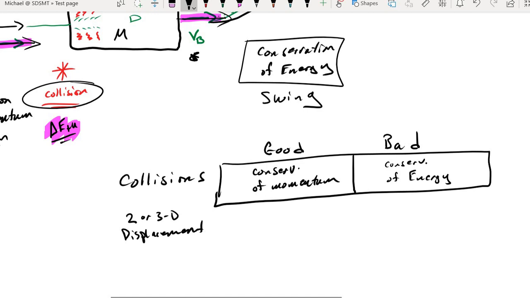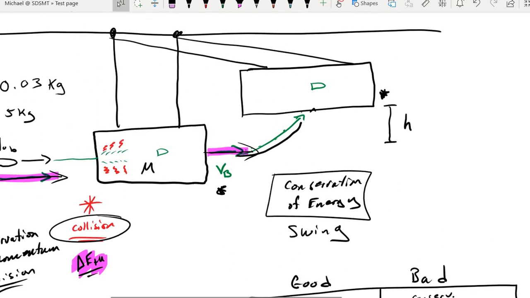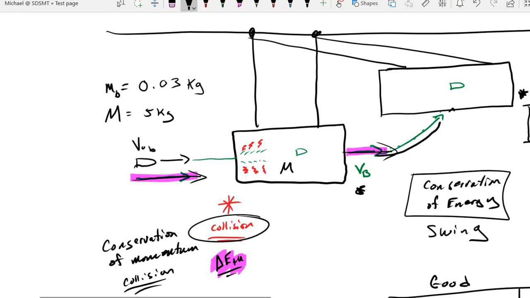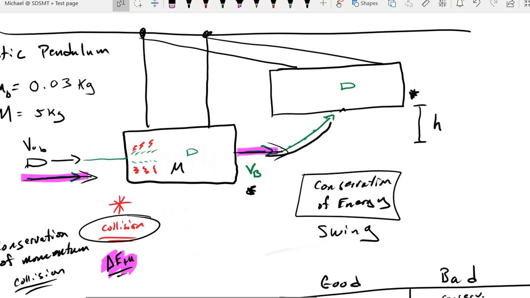Well, what about 2D or 3D displacement? Specifically in the case of our setup, and this actually has a name, it's called a Ballistics Pendulum. So the log is acting as a pendulum. We fire the bullet into it and it swings.